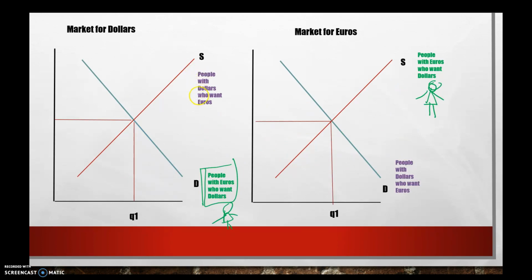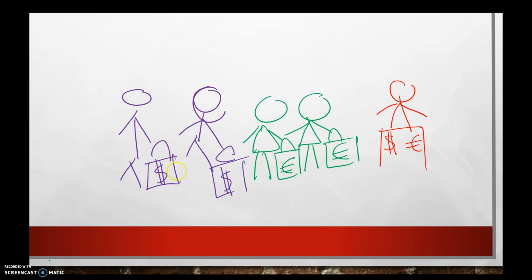People with dollars who want euros would be the supply in the market for dollars, and they would be demand in the market for euros. Remember? They've got dollars. They're walking up to her saying, "Here's my dollars, I demand euros." Hopefully they're being a little more polite than that. But they're supplying dollars. They're demanding euros.